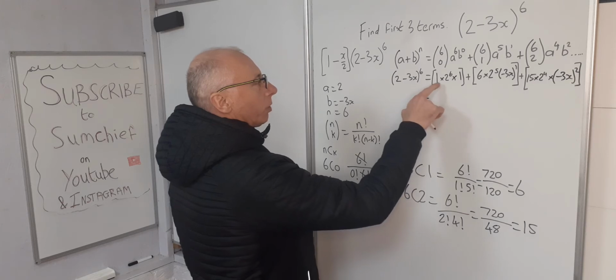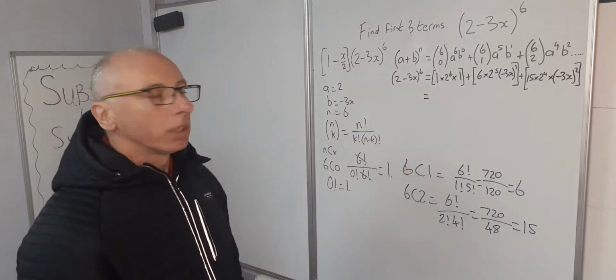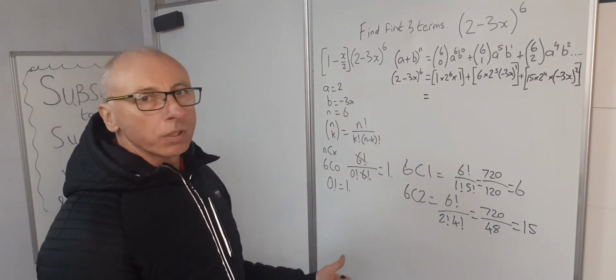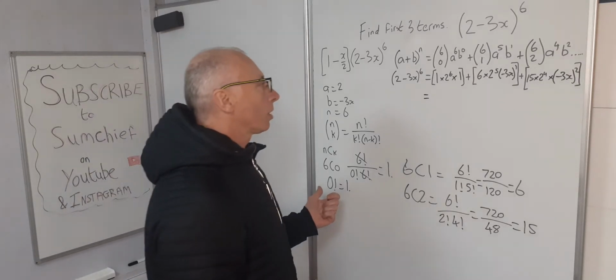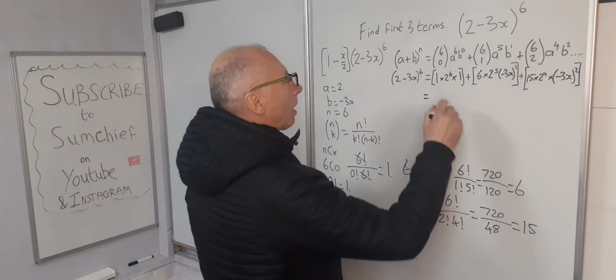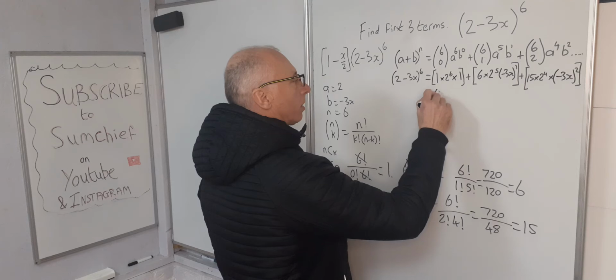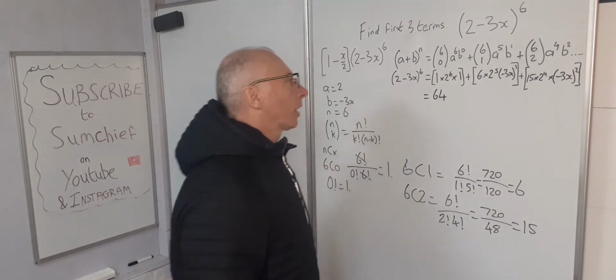Let's work with this one first. That looks pretty straightforward. 2 to the power of 6, so it's 2 times 2 times 2 times 2 times 2 times 2. So 2 to the power of 6 is 64.